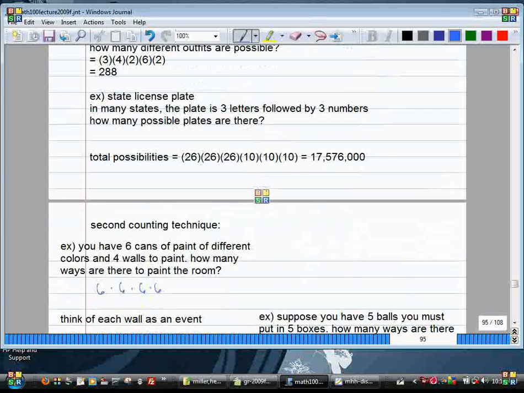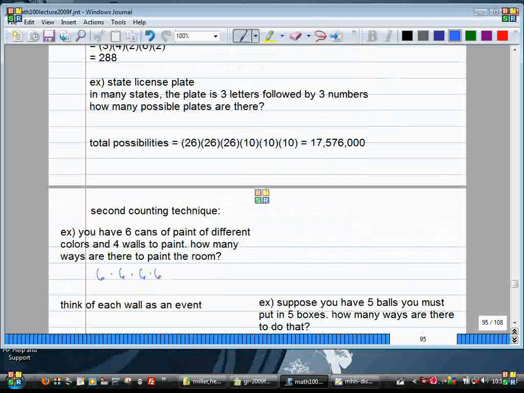Okay. Next question. Suppose you have 5 balls you must put in 5 boxes. How many ways are there to do that?